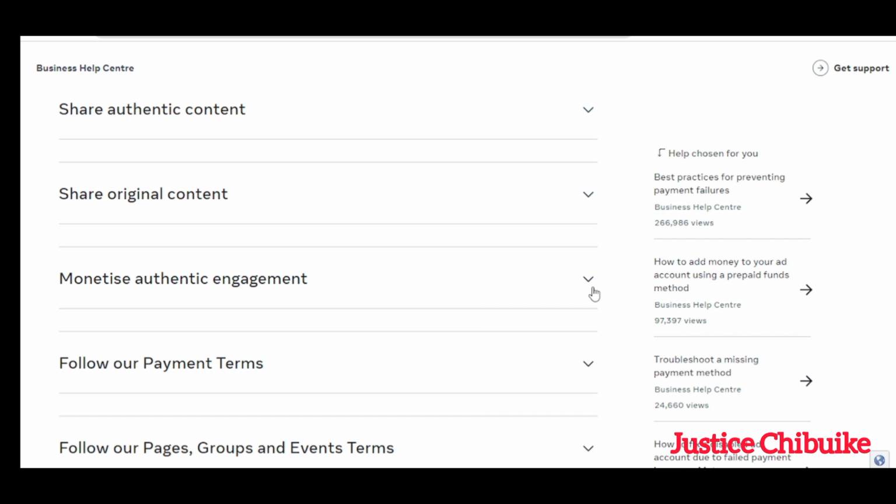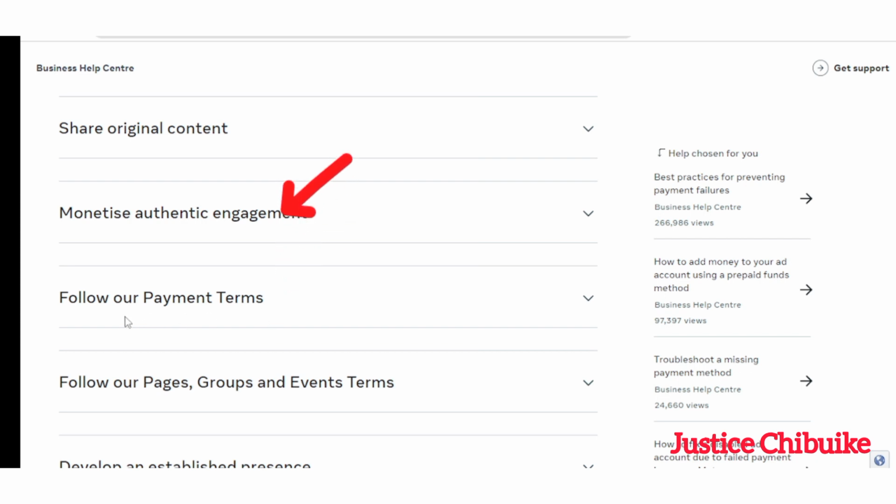And in most cases, this particular authentic engagement policy is very hard to resolve. So Facebook wants all your views to come majorly from Facebook. They can come from other places, but when it becomes too much, Facebook is going to flag it. The Facebook algorithm is going to flag it, and this is going to lead to monetization issues. And here they are telling you to follow their payment terms.